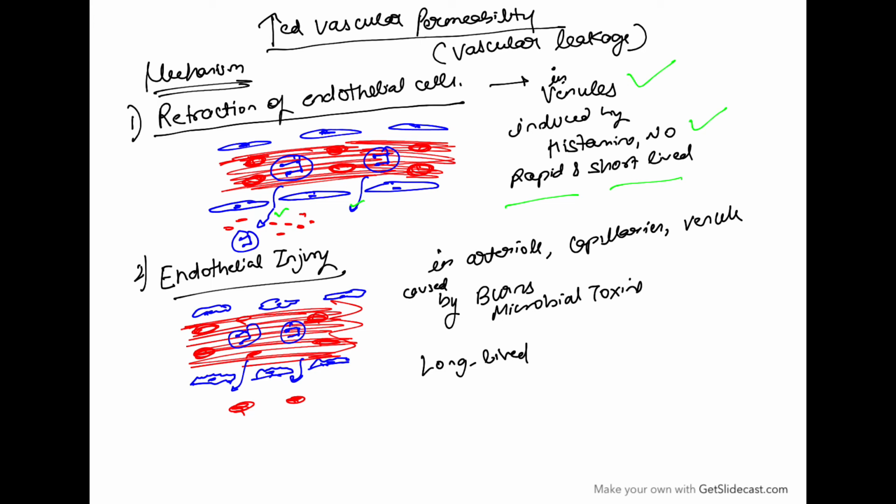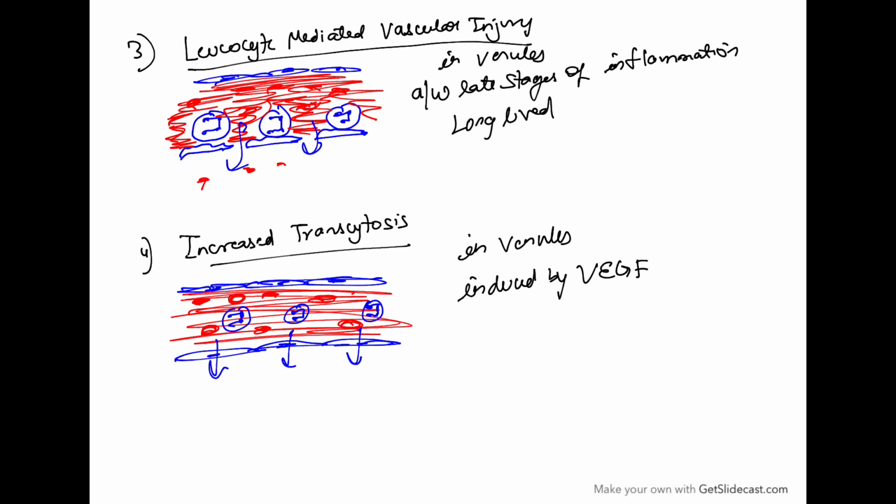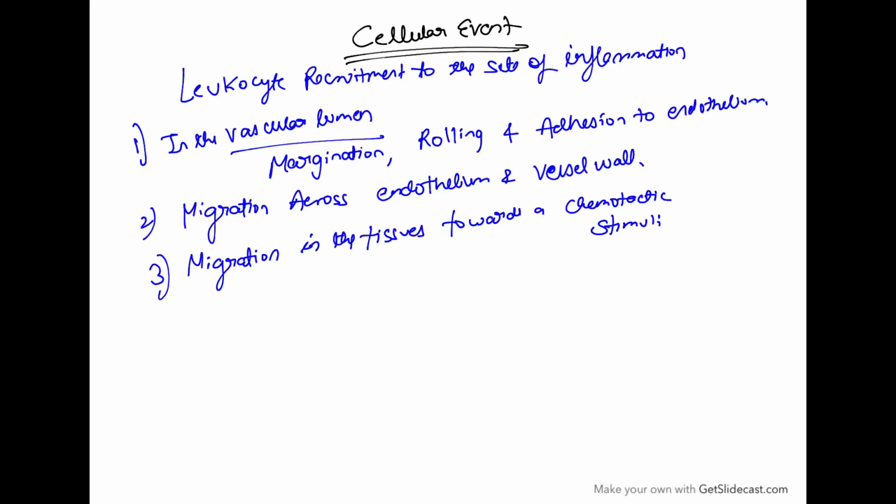The other mechanism could be endothelial injury. Here the endothelium is injured. It can happen anywhere, in arterioles, capillaries, or venules, and it is caused by some injury like burns or microbial toxin, and this is long-lived. The third mechanism could be leukocyte-mediated vascular injury. So the leukocyte itself is causing vascular injury, which will happen at the later stages of inflammation. This is seen in venules and this will be long-lived again. And then another mechanism could be increased transcytosis, that is transport through the cells. This happens in venules and it is induced by vascular endothelial growth factor.